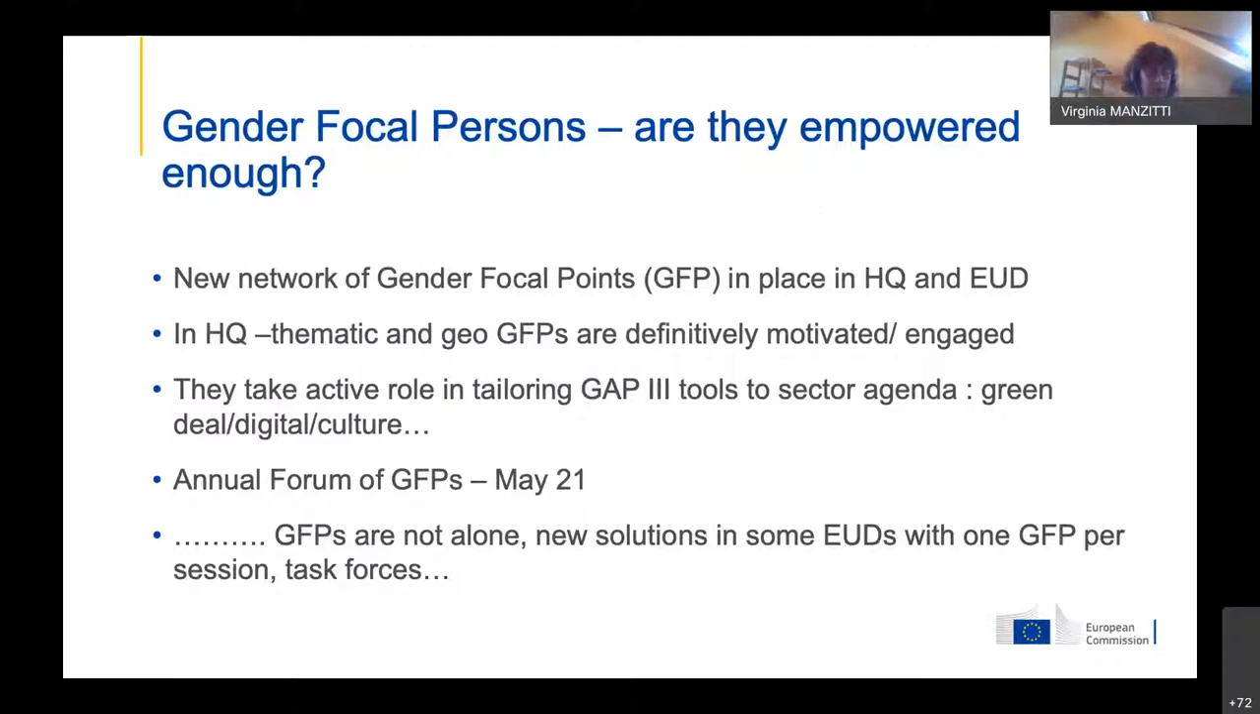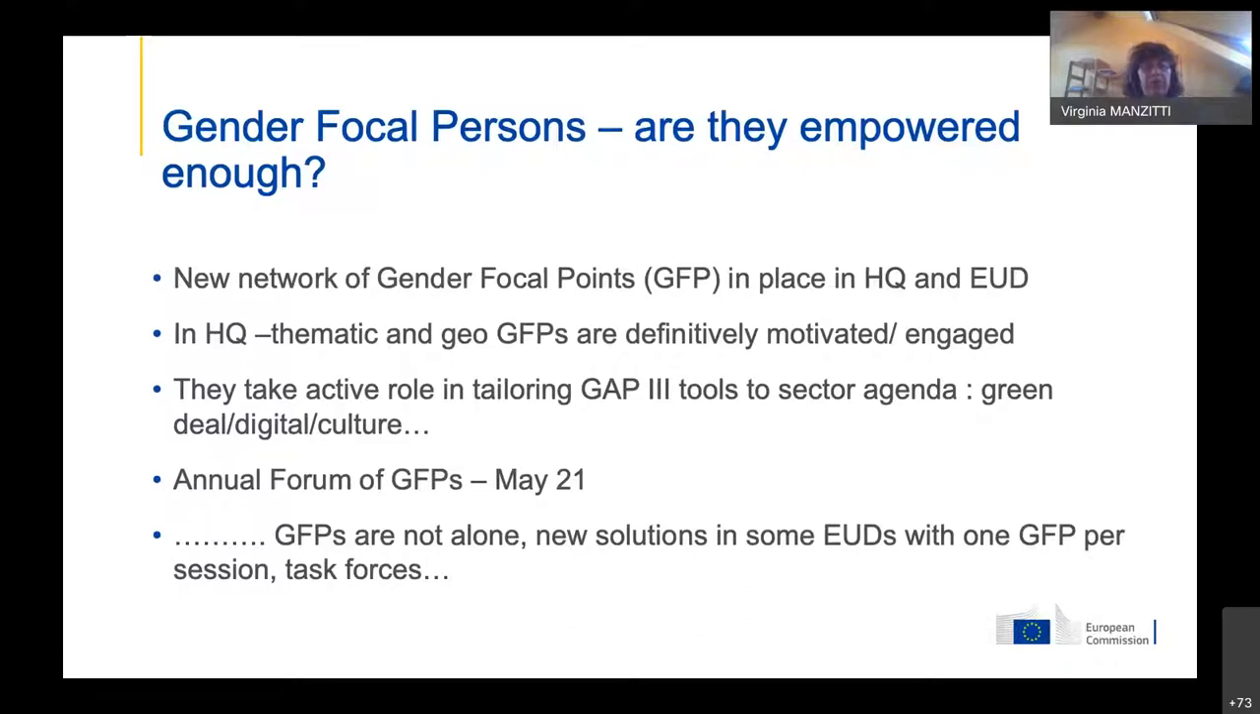So the way we present a state of play on GAP-free implementation follows a bit some of your remarks in your paper, which somehow called on our attention. So I start from gender focal person because I thought what you said was also quite interesting. There is a discussion ongoing on this function, which is critical, but in a way also needs to be really refreshed and revamped. So we know that we want GAP-free to deliver.